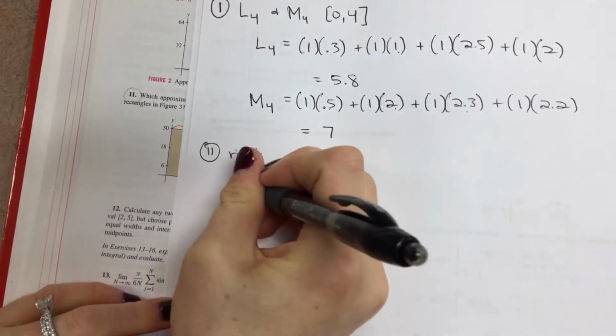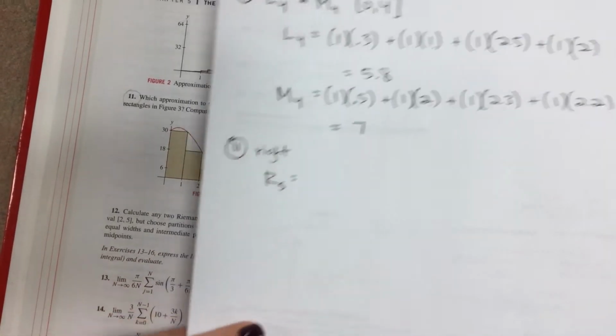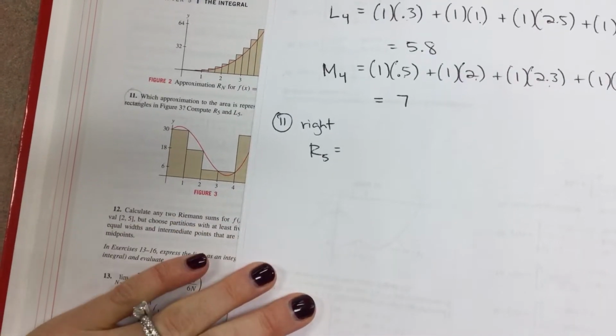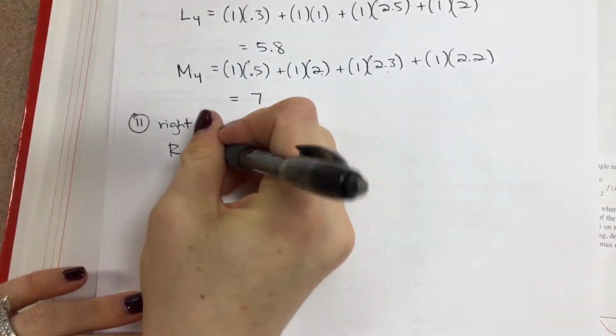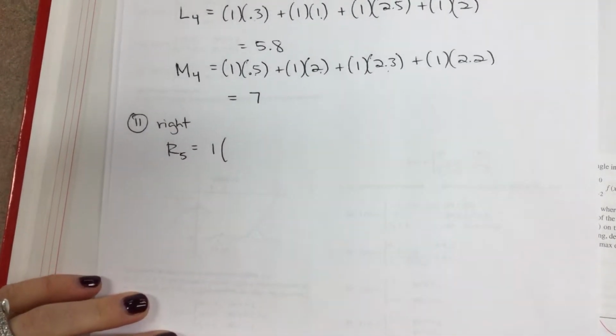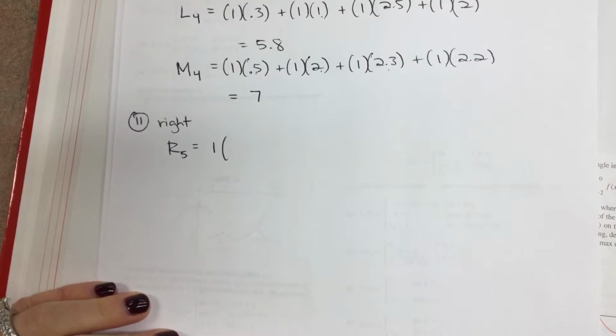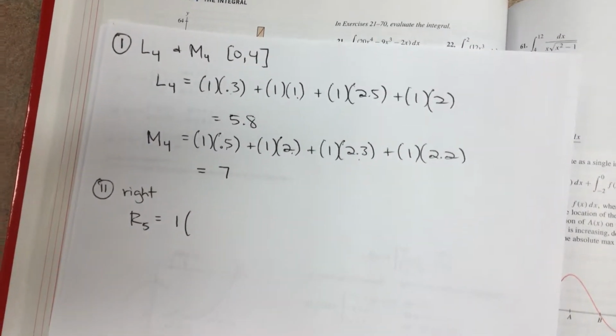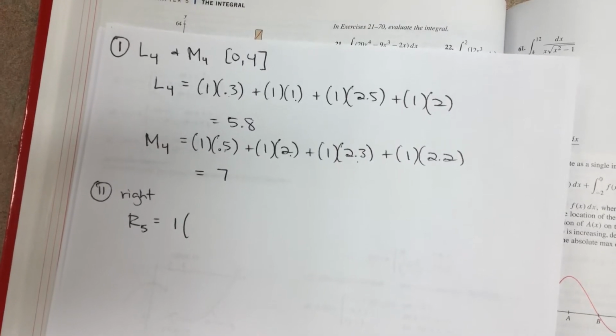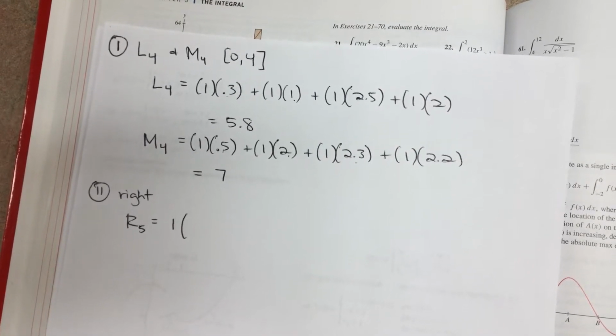Then it says compute R5 and L5. So we're just getting the rectangles again, just adding them all together. They all have a width of 1. So since the width is all the same, I'm going to put the width of 1 on the outside and then just sum together all of the heights. That's almost just like factoring out a 1. Of course, when it's a 1, you don't really need to do that, but it would be important to know how to do that if the width was ever anything else.